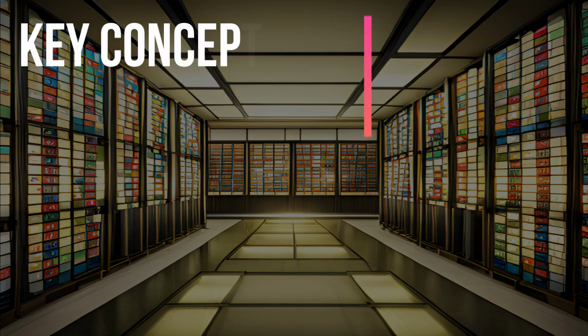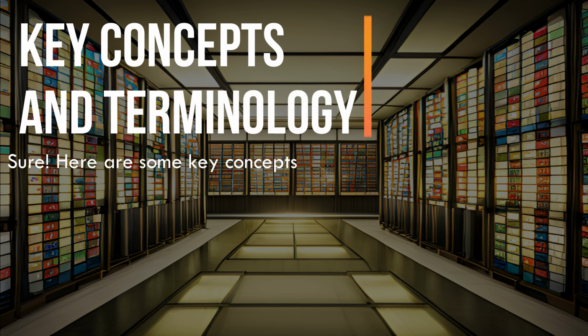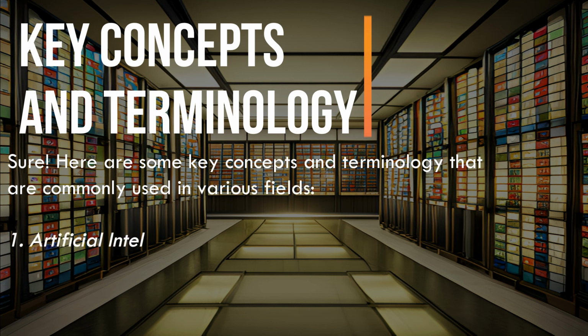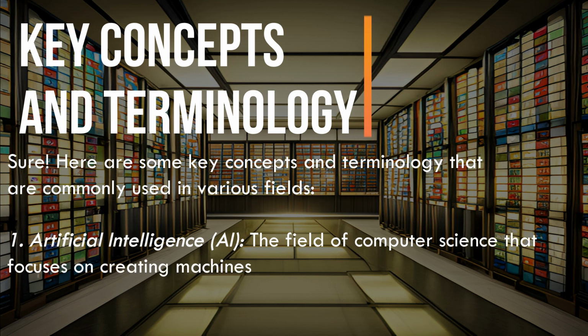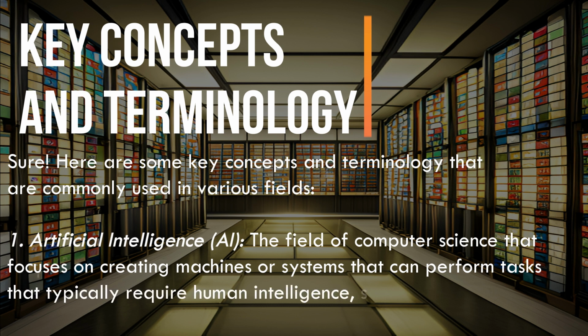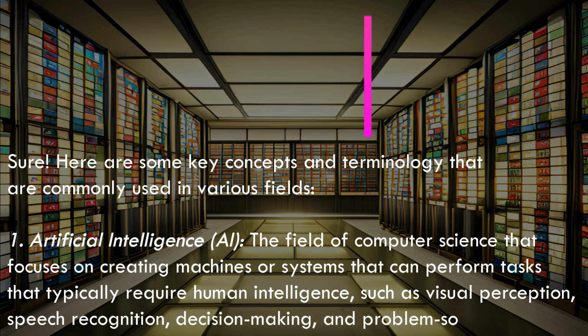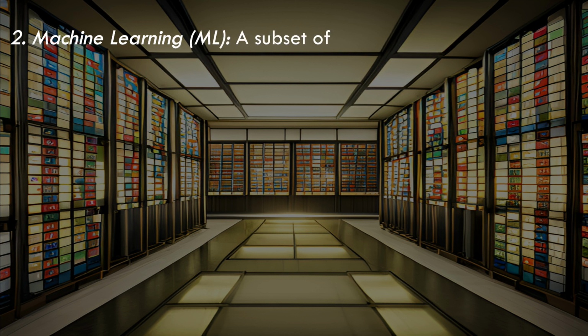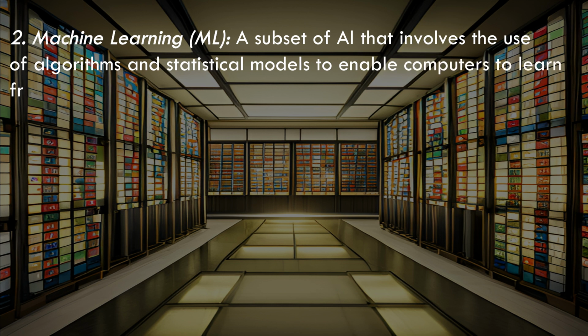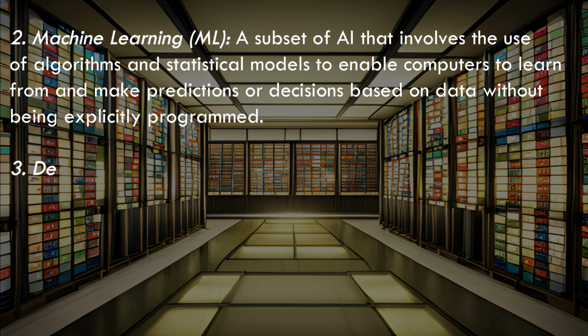Key concepts and terminology. Here are some key concepts and terminology that are commonly used in various fields. 1. Artificial intelligence, AI, the field of computer science that focuses on creating machines or systems that can perform tasks that typically require human intelligence, such as visual perception, speech recognition, decision-making, and problem-solving. 2. Machine learning, ML, a subset of AI that involves the use of algorithms and statistical models to enable computers to learn from and make predictions or decisions based on data without being explicitly programmed.